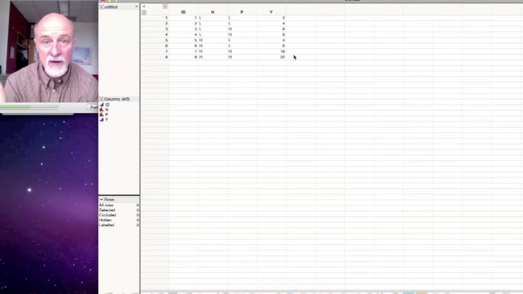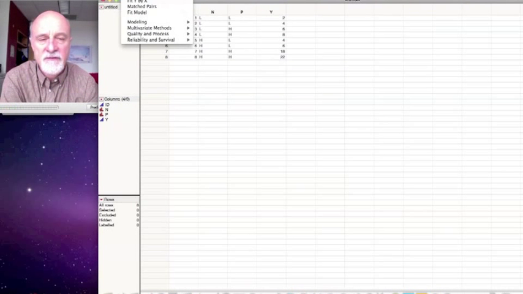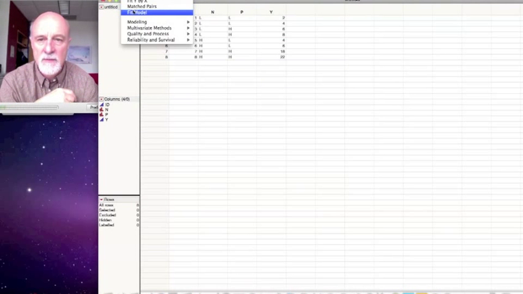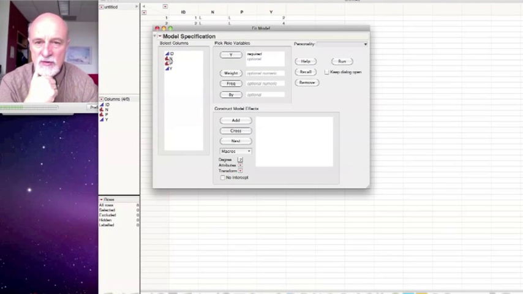Now before, when we did analysis of variance, we used a platform called Fit Y by X. And that was very nice. It was a simple platform. Fit Y by X is telling you there's one Y and one X. Now when it's more complicated than that, what we have to do is use a different platform called Fit Model. And it's pretty easy to use. You should double check that you actually have a little histogram next to your factors, your independent variables here.